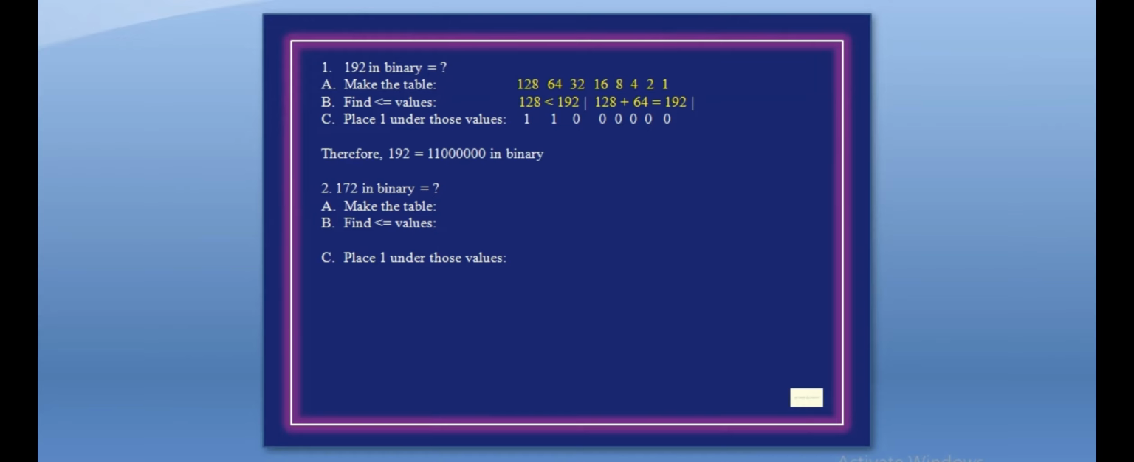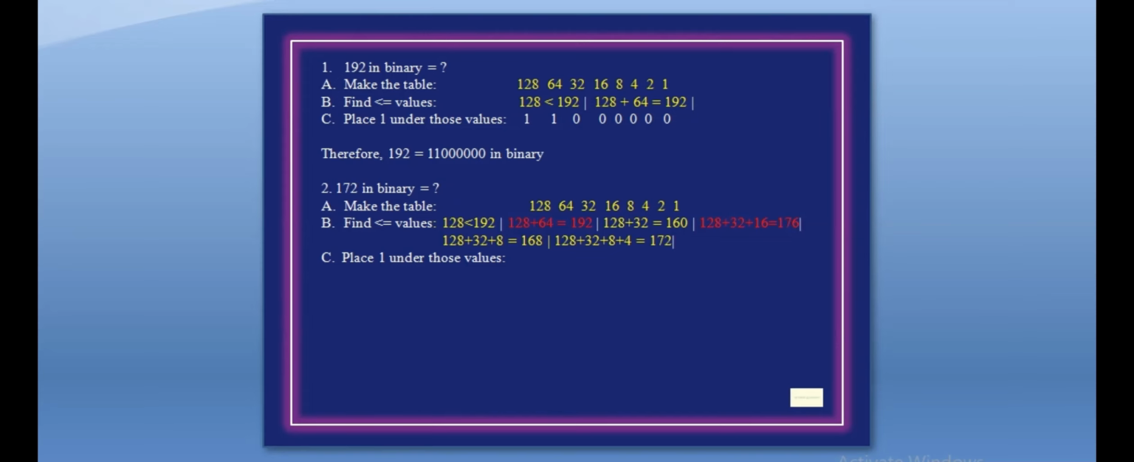Let's try another one, a little bit more tricky. Let's say, what is 172 in binary? So step 1, we make the table. Step 2, we look for values smaller or equal to the value that we are looking for. Here 128 is less than 172. We place the bit value of 1 on 128. Then we move on to the next bit, that is 64. Now if we add 128 plus 64, we get 192, which is greater than the value we want. So here we are going to place 0 on 64.